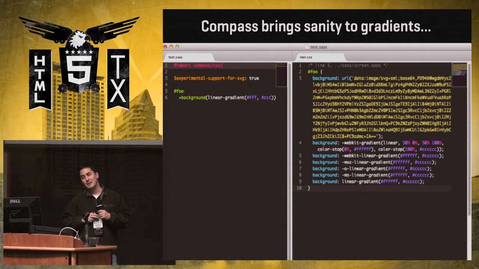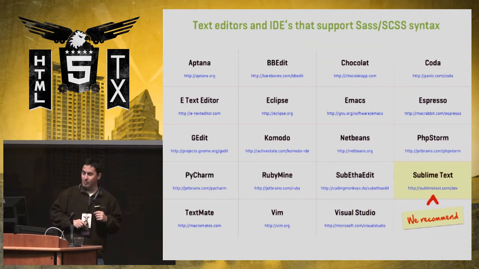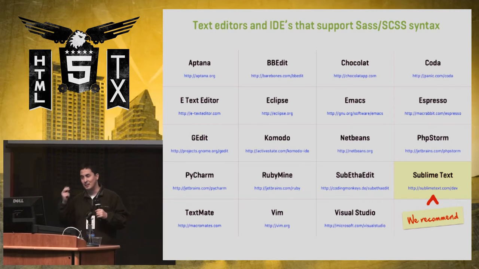And that's for IE9, because it can do base64 backgrounds, but it can't do CSS gradients. So that's kind of cool. If you're on the fence about trying Sass or Compass, this is just an overwhelming list of IDEs to say that don't let that be an excuse.